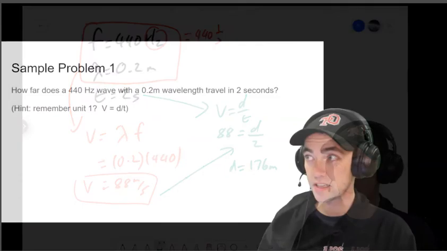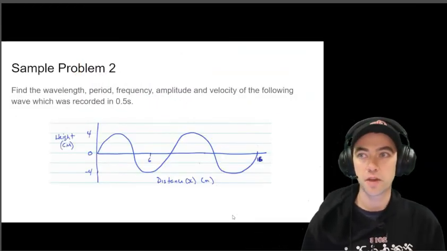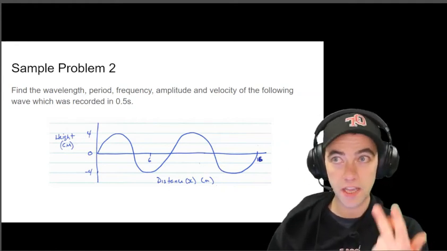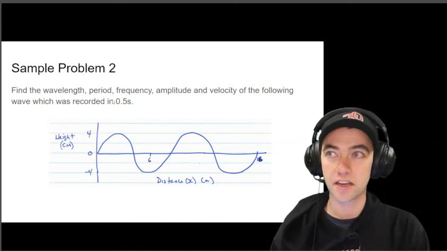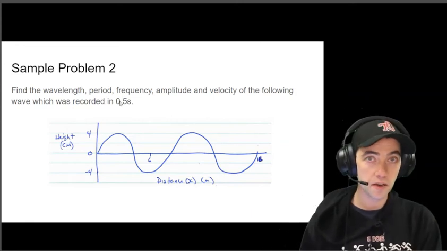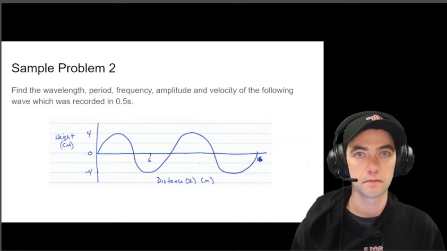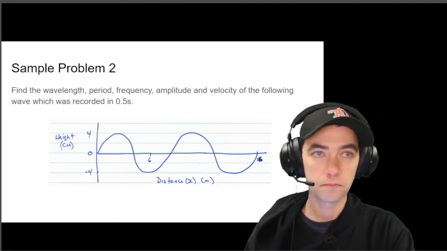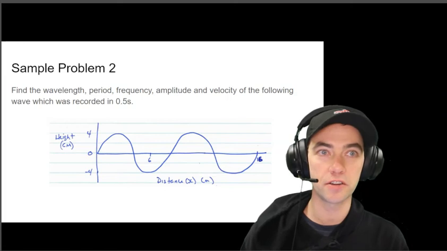Now for our next example, we have this information. What we're going to try to do is find the wavelength, period, frequency, amplitude, and velocity. Now the key we have right here is that it's recorded in 0.5 seconds. So go ahead and pause the video, try this out, and then we're going to take it up. Okay, at this point we can start to talk about it.